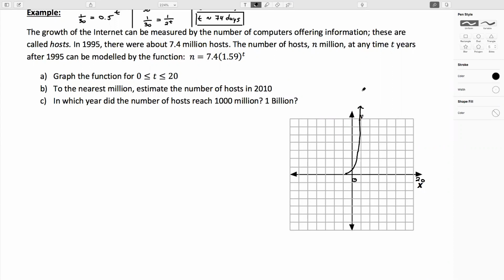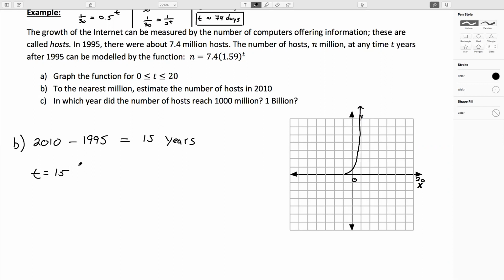Part B, to the nearest million, estimate the number of hosts in 2010. So in 2010, we are 15 years after 1995. So 2010 minus 1995 equals 15 years. So effectively, since t is years after 1995, we can just set t equal to 15, and we can calculate how many hosts there are when t equals 15.